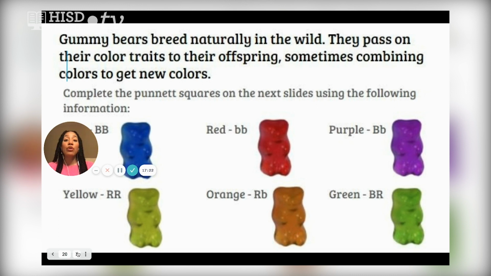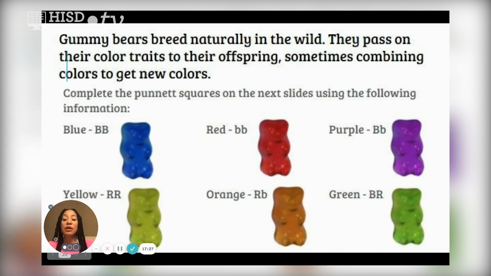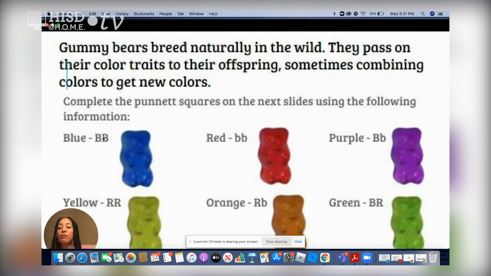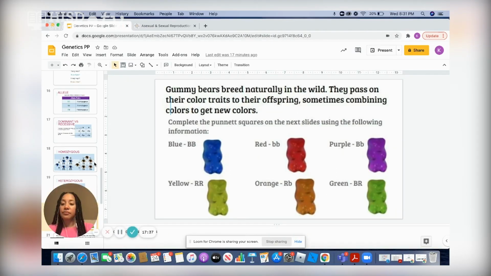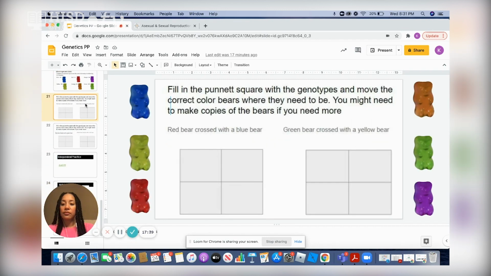So now that we understand the Punnett square, let's practice on our own. We're going to use gummy bears to practice our Punnett square, with each color we have and also our alleles. So the first thing we're going to do is take a red bear and cross it with a blue bear.